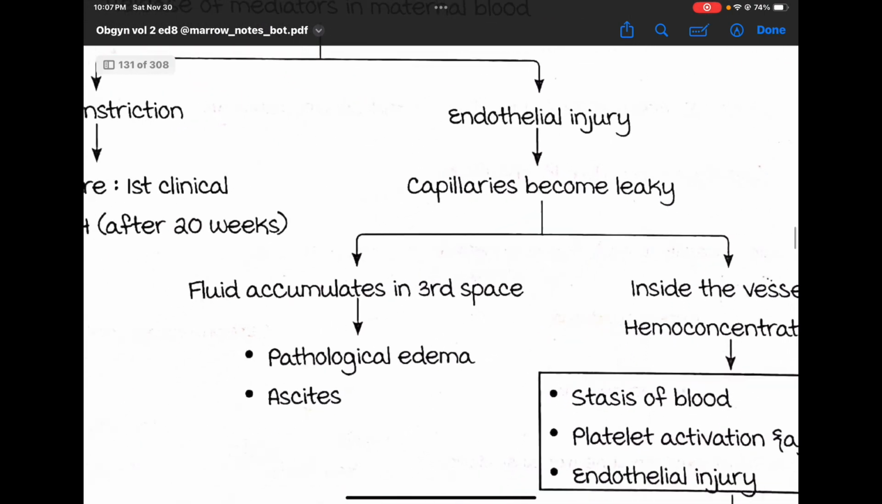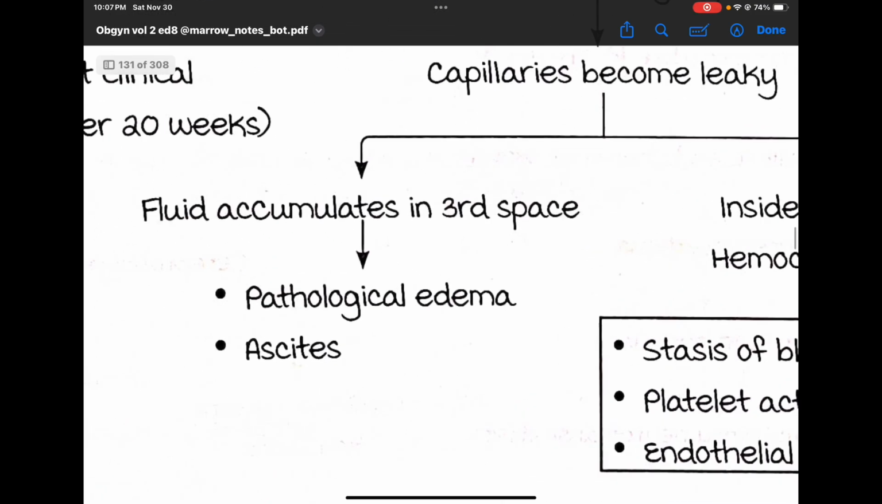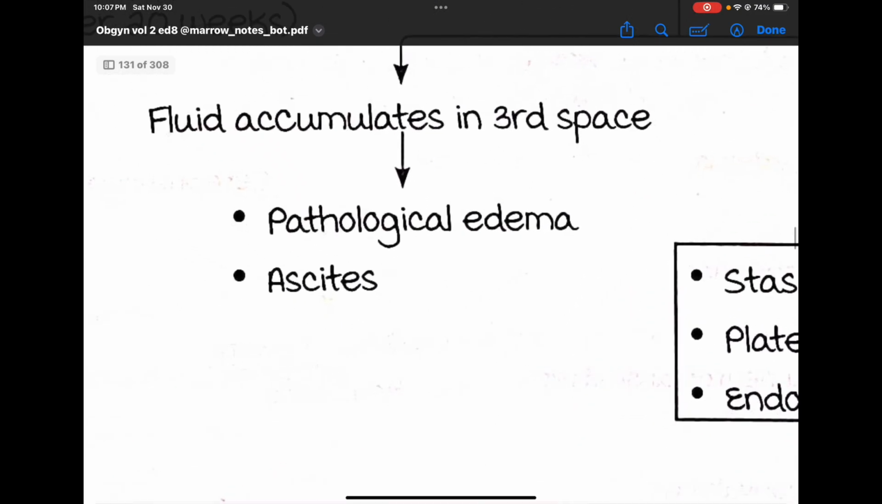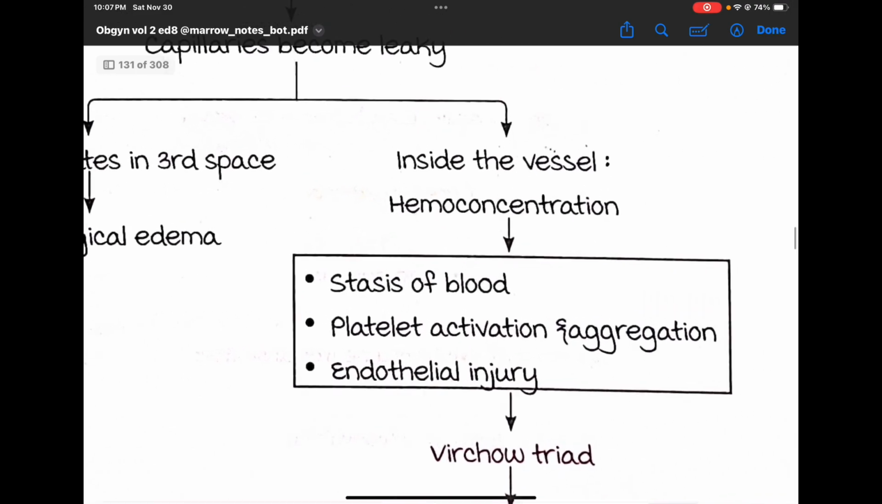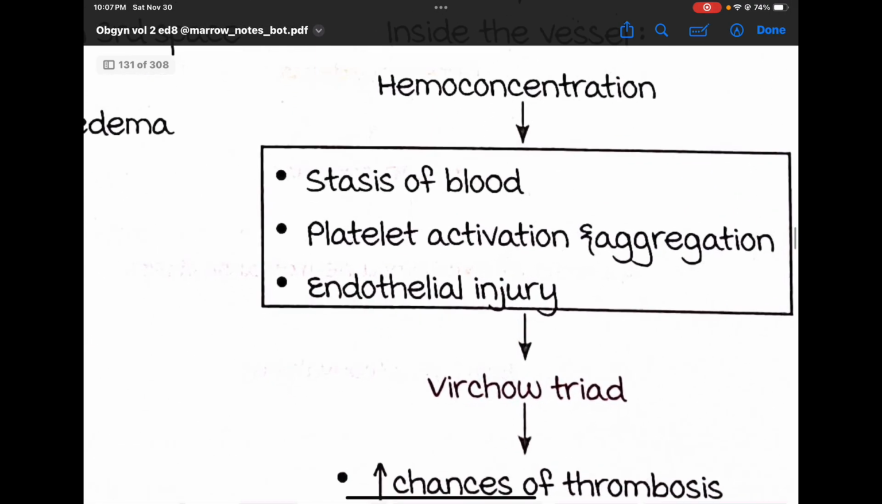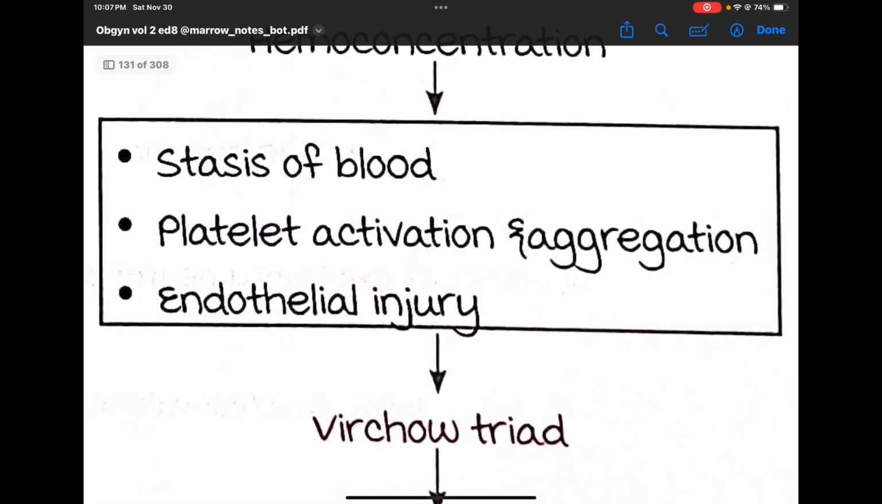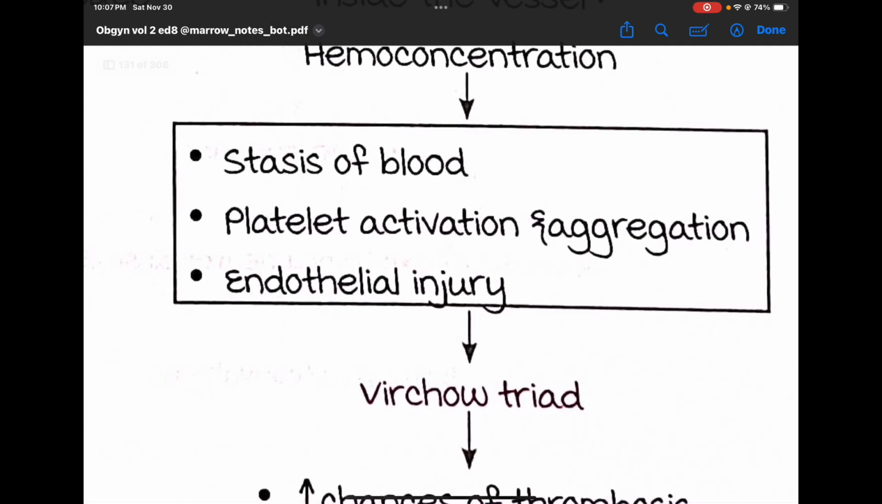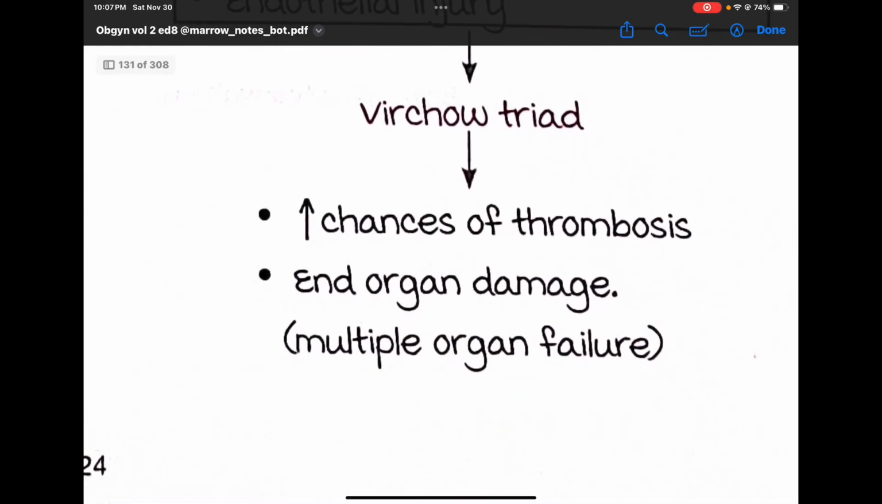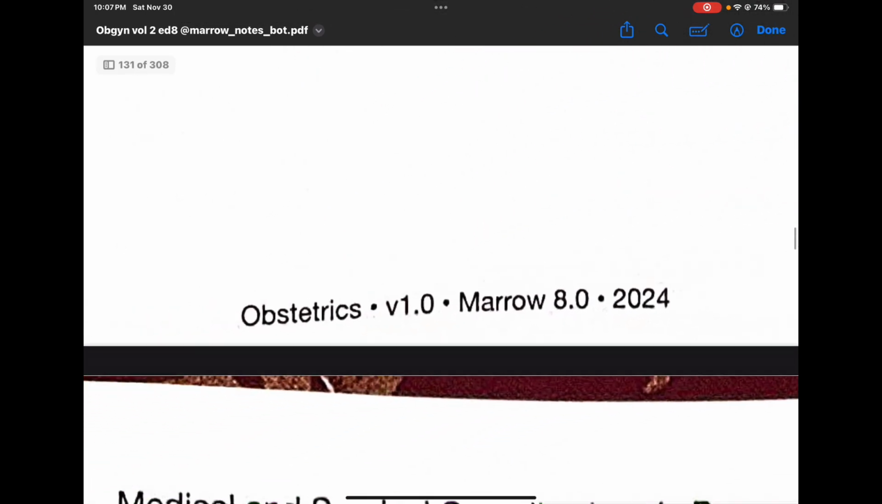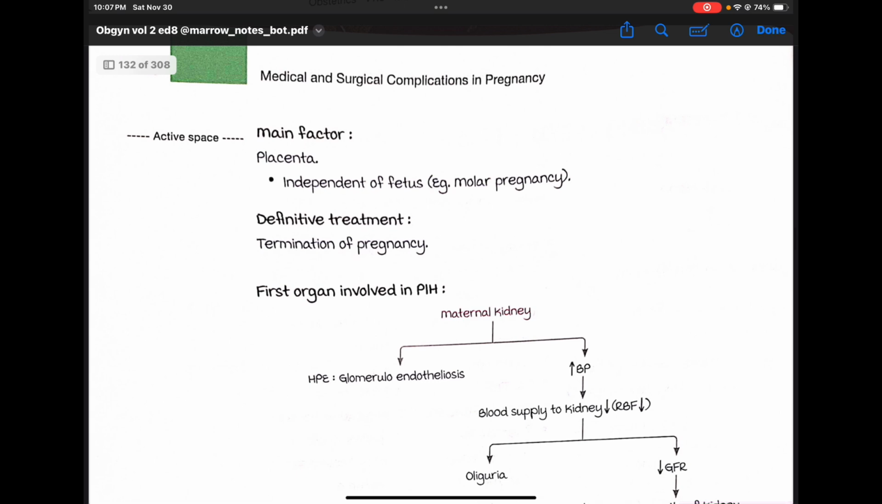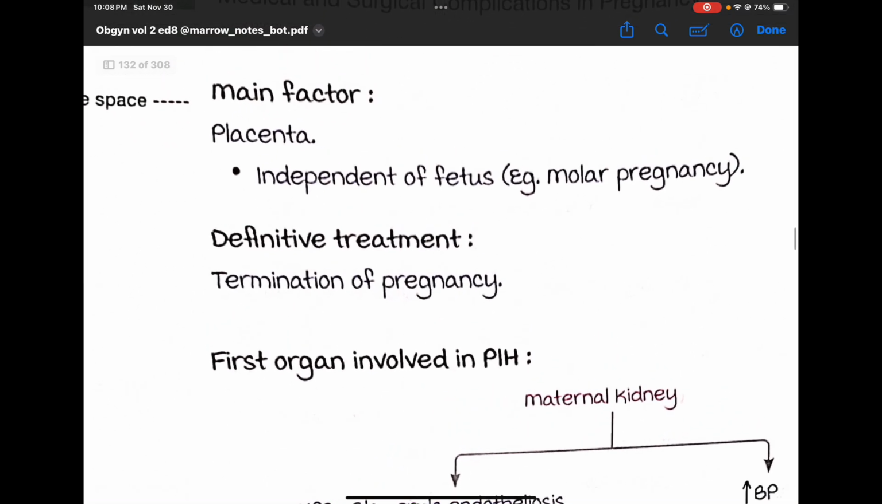Endothelial injury: capillaries become leaky, fluid accumulates in the third space, causing pathological edema and ascites. Inside the vessel, there is hemoconcentration, stasis of blood, platelet activation and aggregation, endothelial injury, Virchow's triad, increased chances of thrombosis and organ damage, multiple organ failure. Main factor: placenta, independent of the fetus. For example, molar pregnancy.